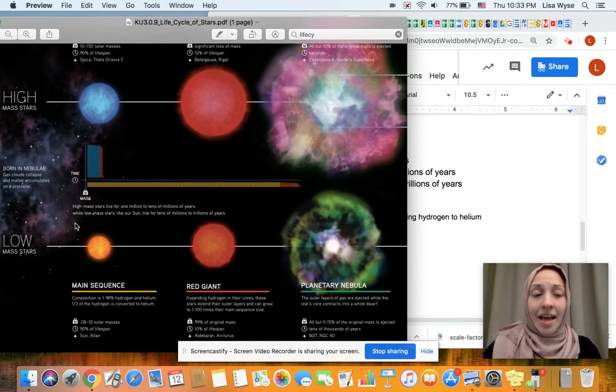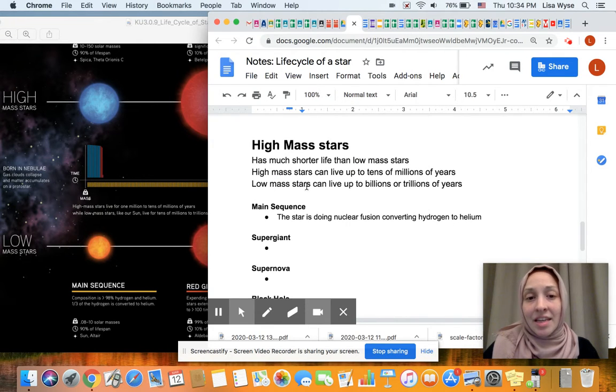A high mass star is much more massive. Because it is so much bigger, its life is very short. This is kind of a representation of how short its life is compared to a low mass star. Once again, how long do they live? A high mass star can live up to tens of millions of years, whereas a low mass star can live up to billions or trillions of years. So our high mass star has a much shorter life than low mass stars.